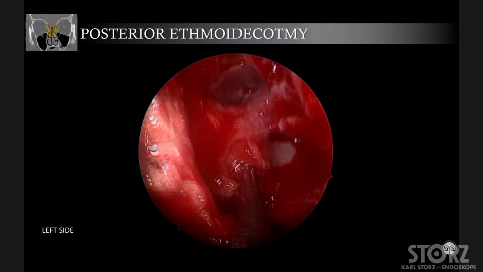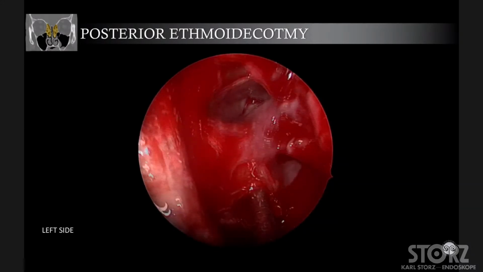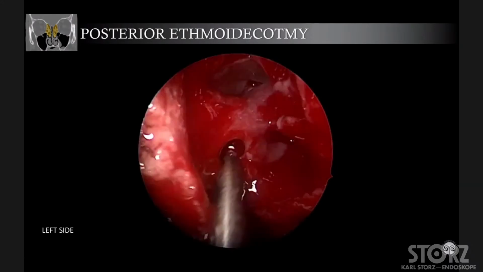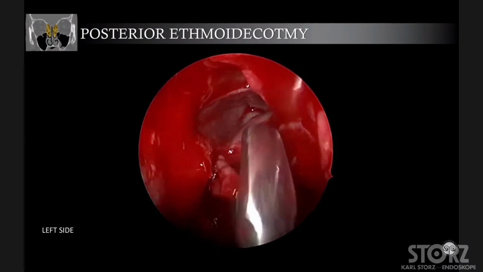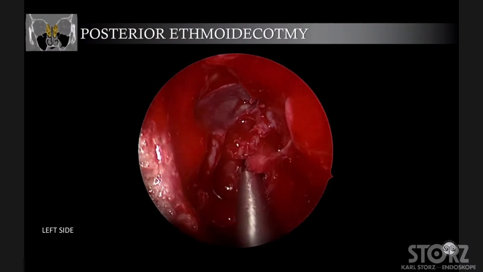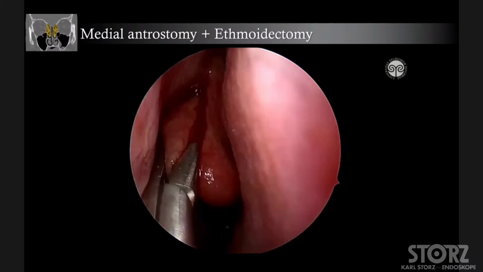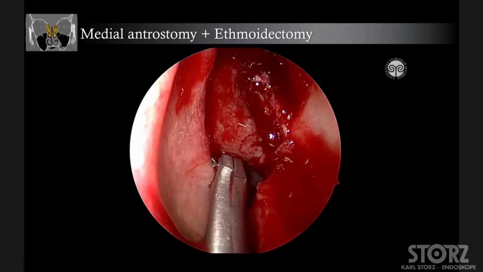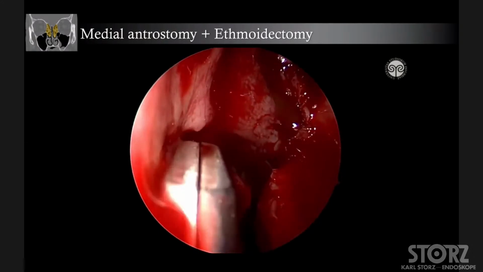This is another case, but in vivo surgery, where we perform the same step. We are opening the second portion of the middle turbinate. We are cutting the middle turbinate in this way, and we have opened the posterior ethmoid on the left side. Once again, this is another case, right side, where we perform all the surgical steps all together.